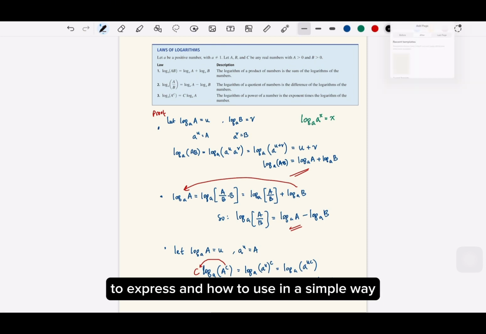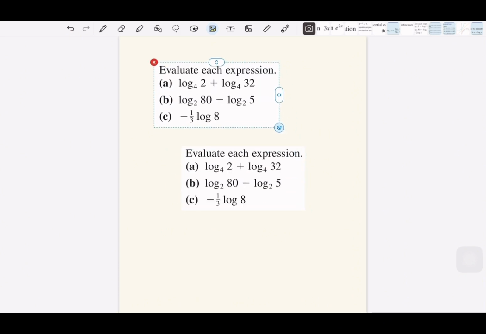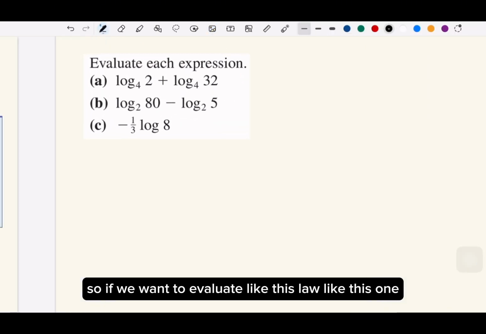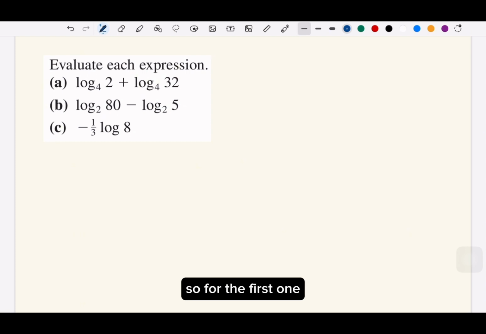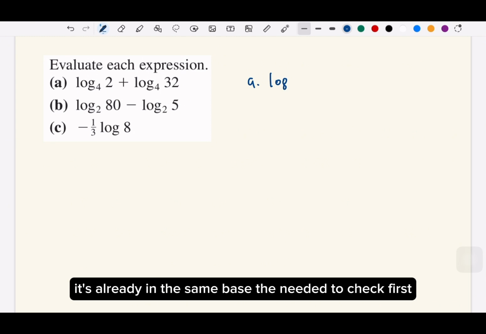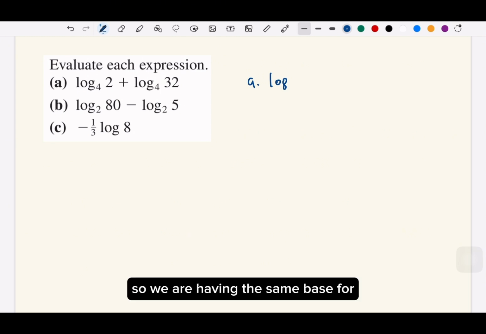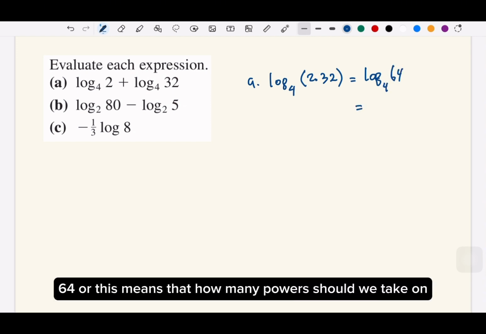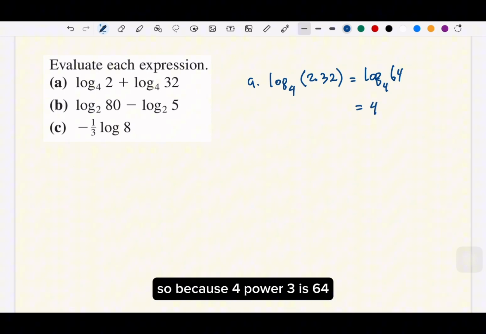And let me show you how to express and how to use them in a simple way. So if we want to evaluate this one, we want to combine. Okay, for the first one, you need to check first whether it's the same base or not. So we are having the same base 4. That means that we are going to multiply this 2 and 32. So this will be log base 4 of 64, which means how many powers should we take on 4 to get 64? It's 3, right? Because 4 to the power of 3 is 64, so this will be equal to 3.